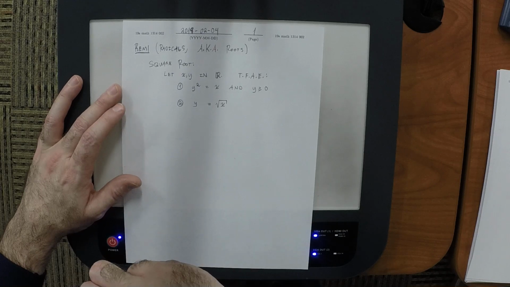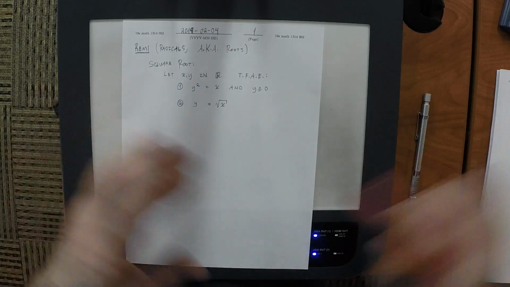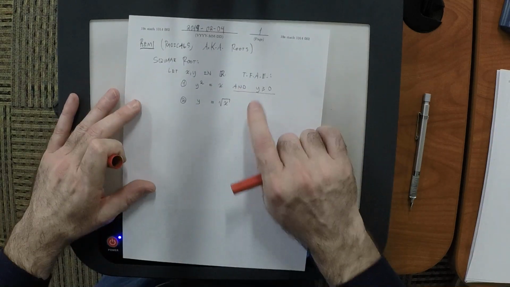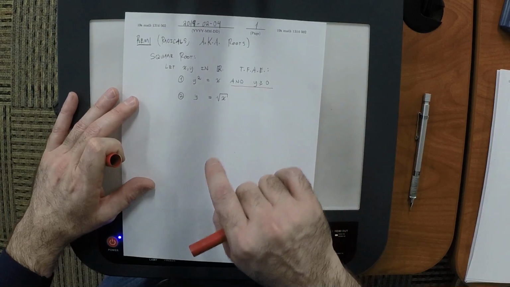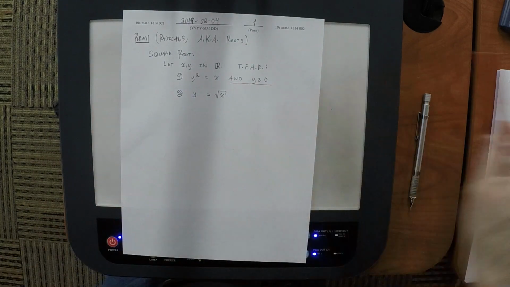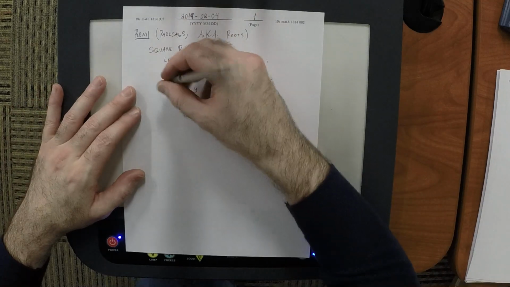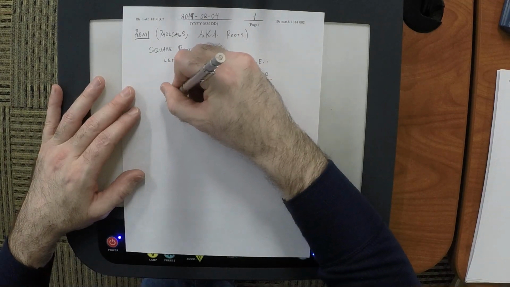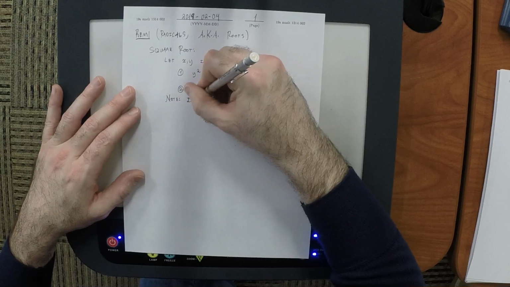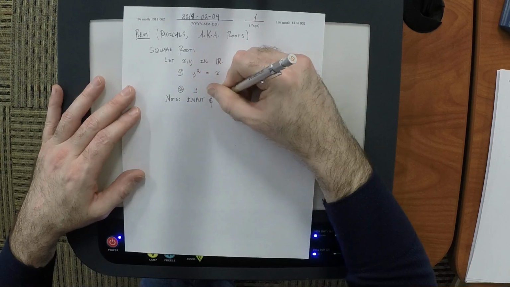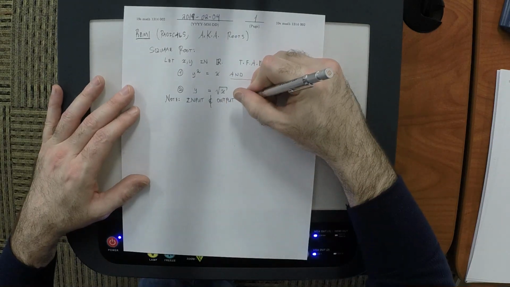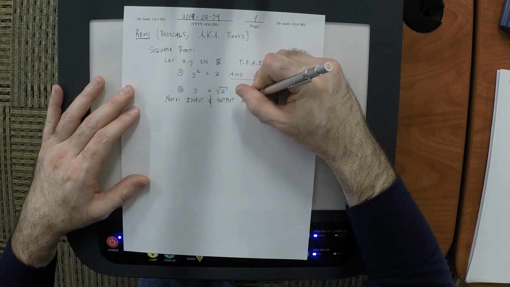Now my experience tells me that this inequality is the most overlooked bit by students. It's the most overlooked bit. So, concerning the square root, note the input and output are non-negative.